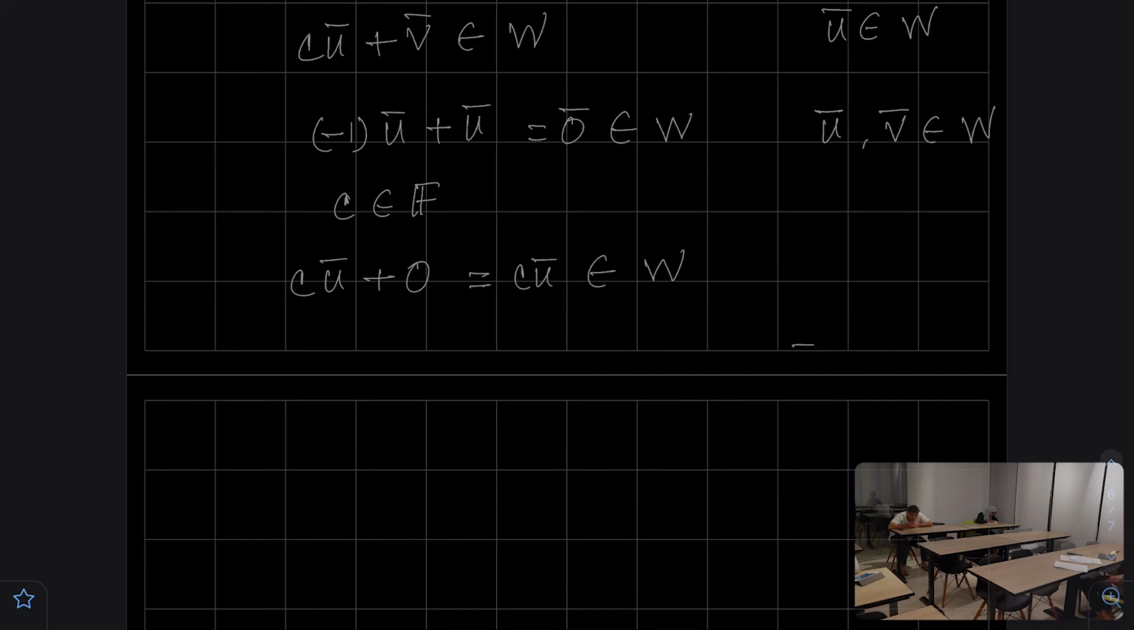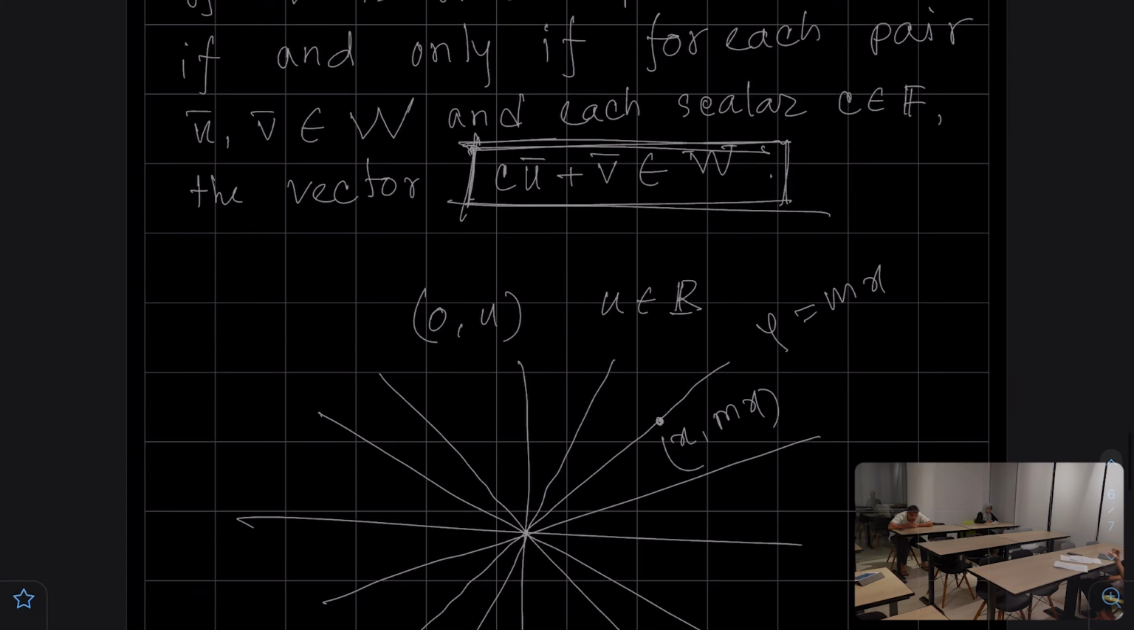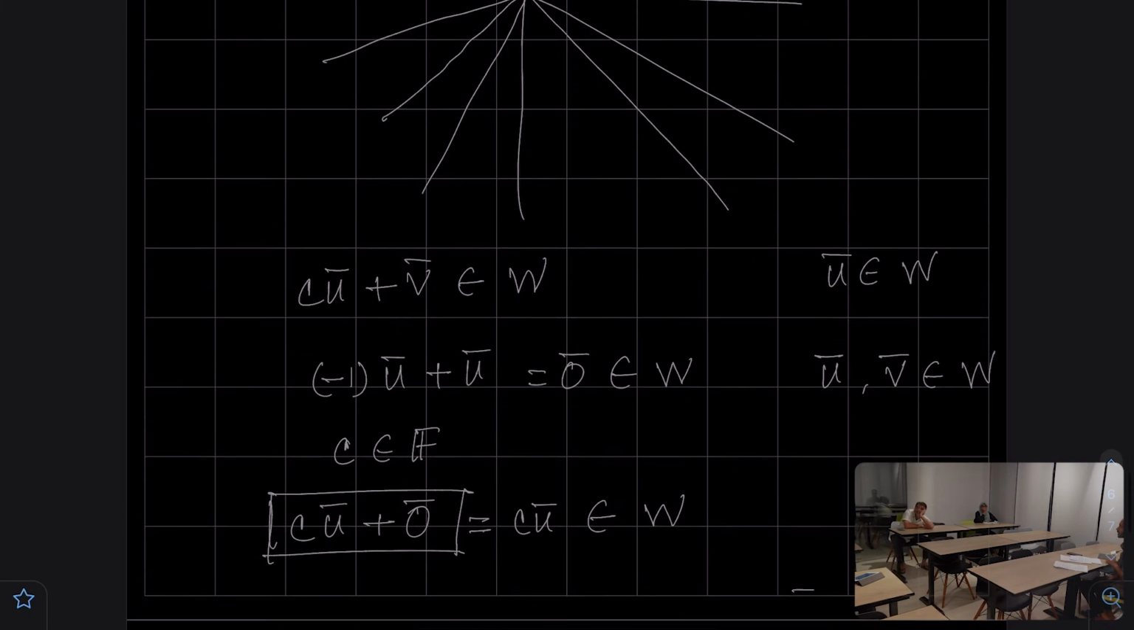That means this is a vector space by its own right, but since we are considering W to be a subset of the original vector space V, that's why we are calling it a subspace.